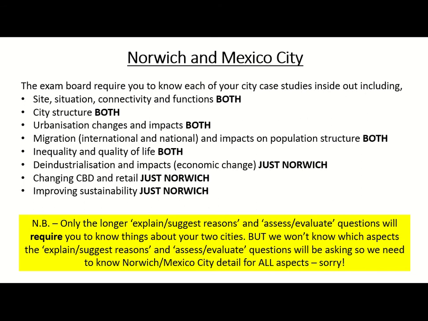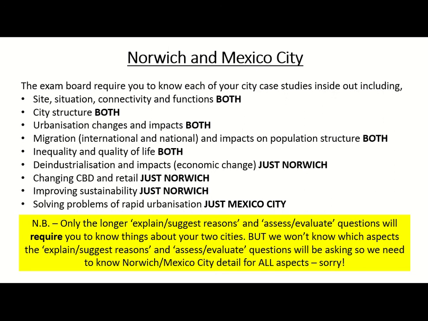Improving sustainability, we focus on Norwich for that explicitly, but for Mexico City, we still talk about sustainability, but it's more about how we can resolve the issues about rapid growth. So rapid urbanization, which isn't happening in Norwich but is in Mexico City, is only really something you apply to Mexico City. So what are they doing to solve the problems of rapid urbanization in Mexico City? And you'll encounter both top-down and bottom-up strategies to try and do that.